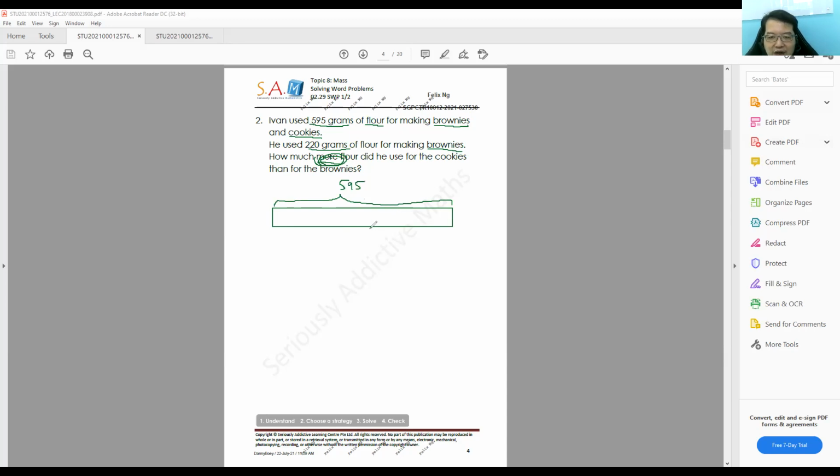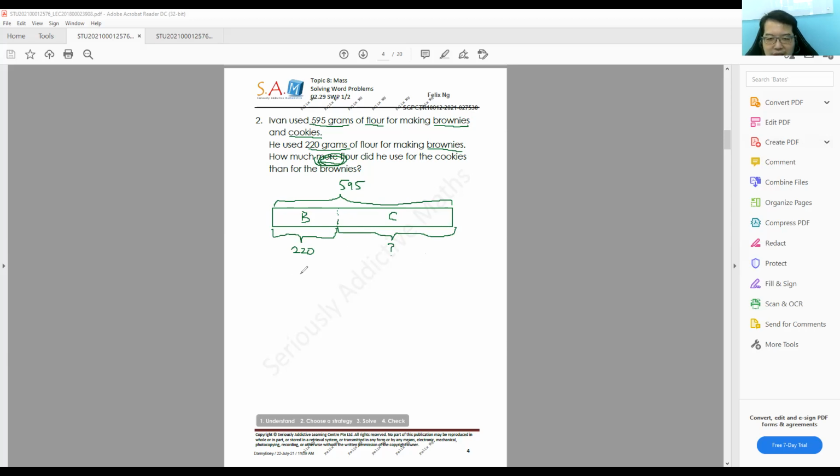But the second sentence says a lot. The second sentence says he used 220 grams of flour for making brownies, which means, all right, let's put 220 grams. I say halfway, I think it'll be shorter, somewhere around here. So this should be the 220 grams. And this will be for brownies, so I'm going to put B. And the rest would be for the cookies. Okay, so the first thing you need to find is how much flour was used for the cookies.